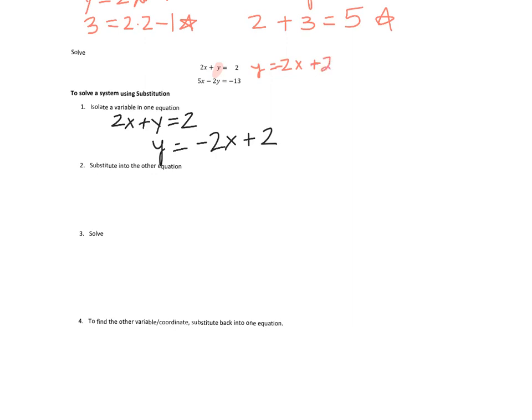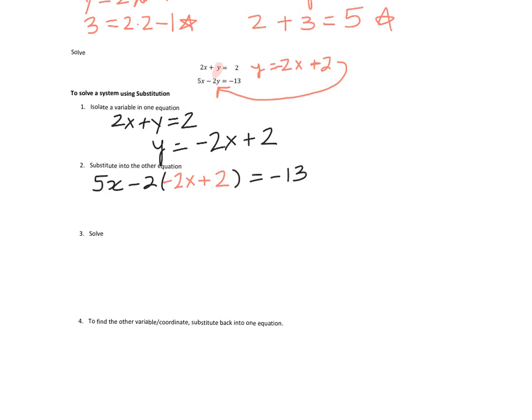And now I'm going to take this equation and I'm going to plug it into the new equation. And that's step 2, substitute into the other equation. So 5x minus 2y equals negative 13. But we're saying that y is negative 2x plus 2 from the other equation. All right, and remember both y's have to be the same because we're finding solutions. That's why this works. All right, now we have an equation in one variable, x.